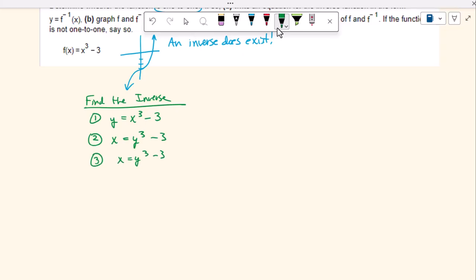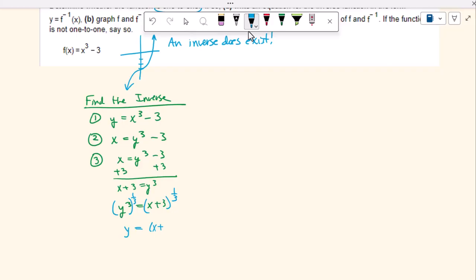So in solving for y, we want to isolate the y. So I get x plus 3 equal y cubed. And I always like the variable I'm solving for on the left, so I'm going to flip it around. Then our next step would be to take the cubic root, or raise it to the 1/3 power. It's the same thing. So here I'd get y equal x plus 3 to the 1/3.